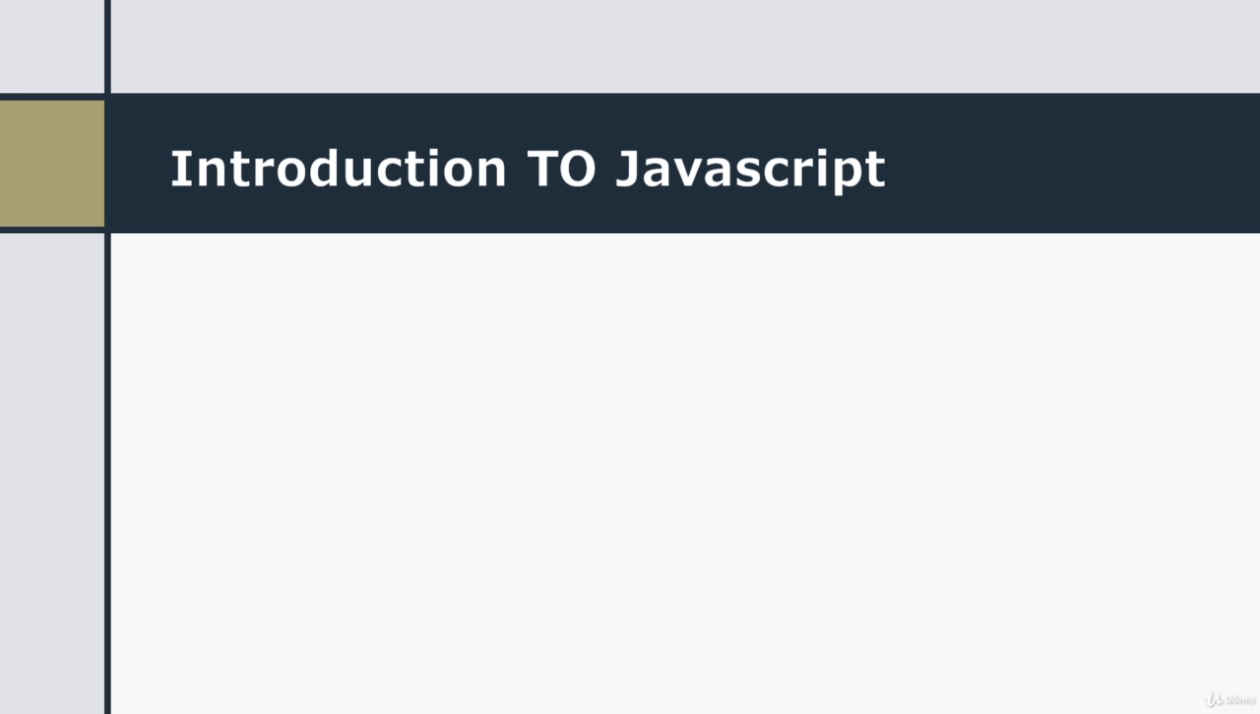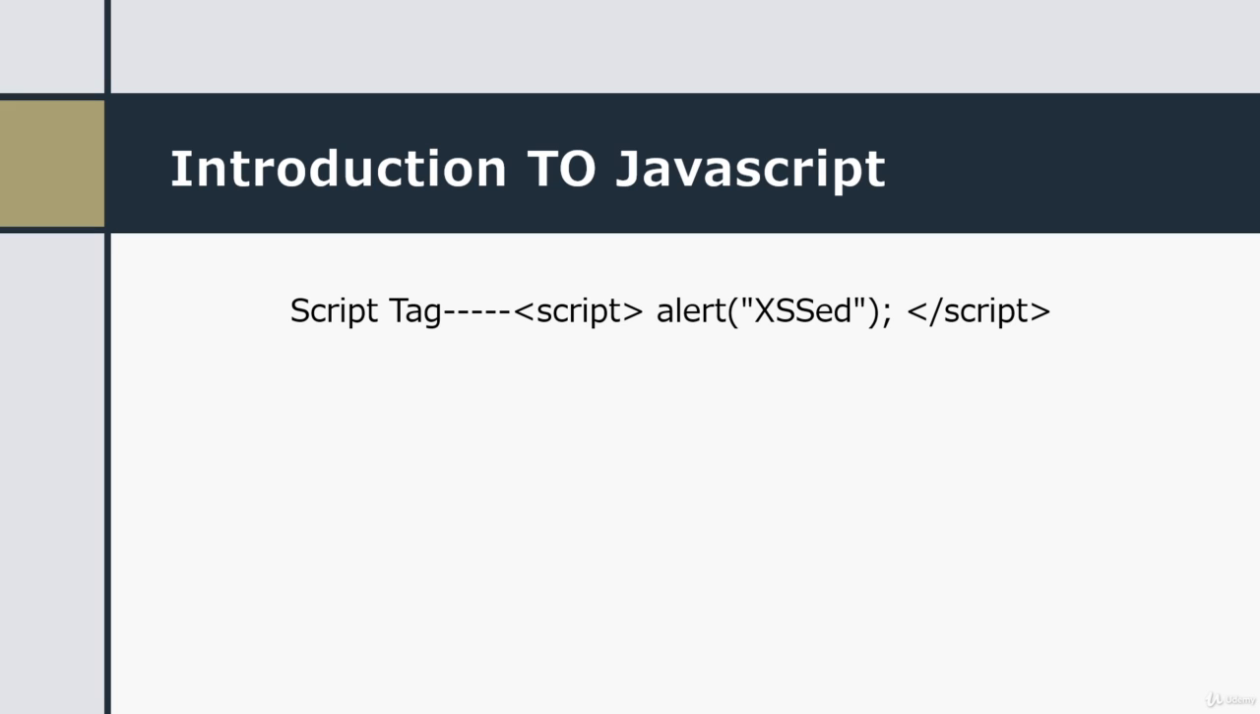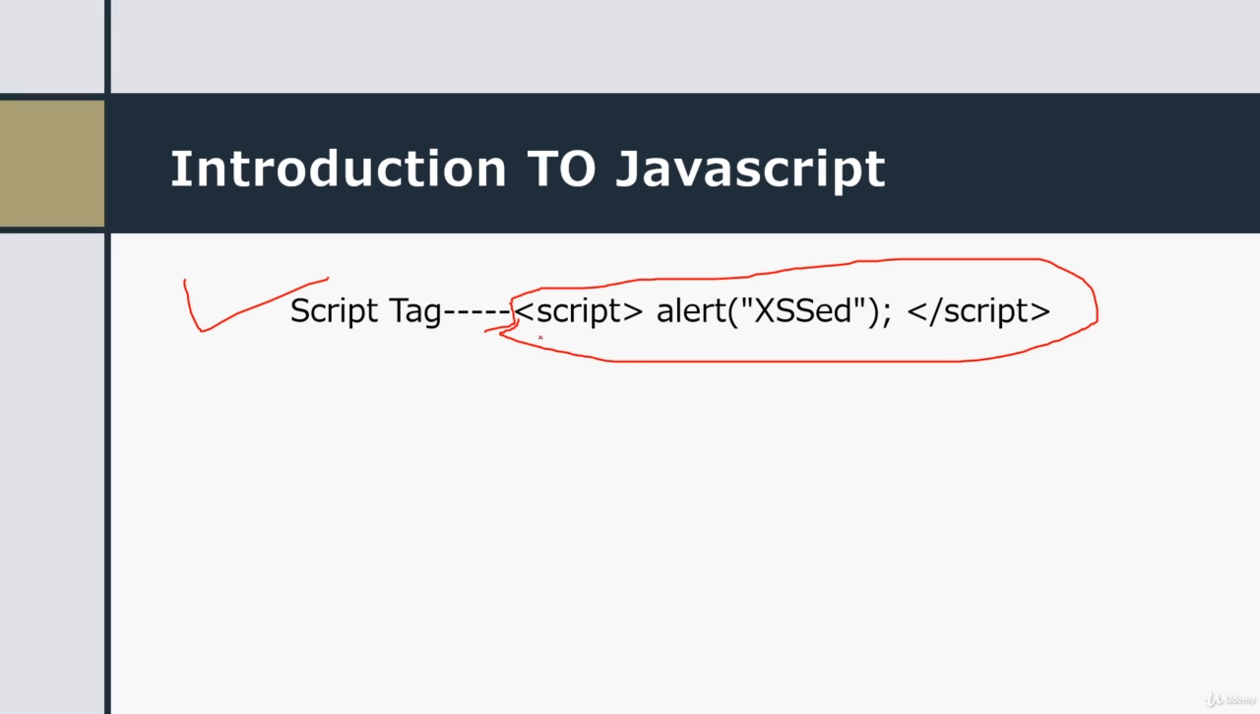Now let's see them. The first one is the script tag. Let me first change the color. I have chosen this color. So the first one we have is a script tag. This is our payload. As you can see, this is our payload.